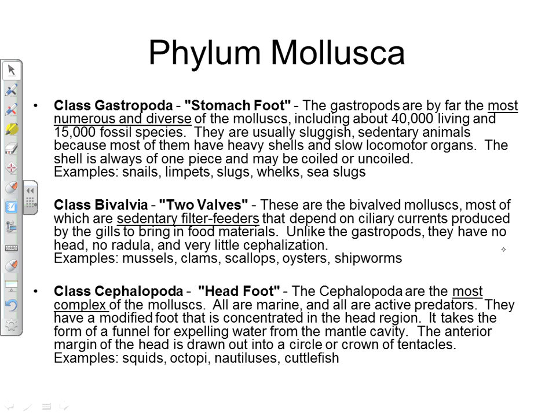There's three main classes in this phylum: gastropods, bivalves, and cephalopods. That word gastropod, by now you guys know, means stomach, foot. These are things like snails and slugs, crawl on their stomach. They're the most diverse group.